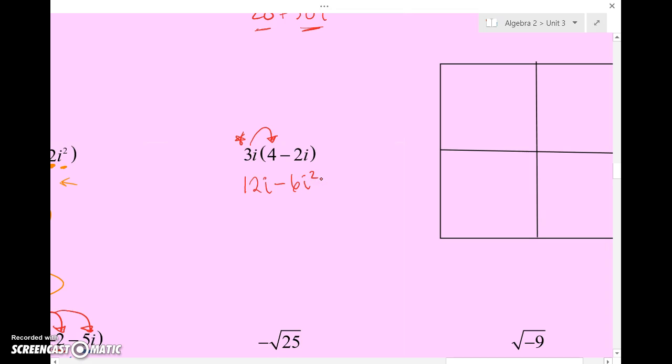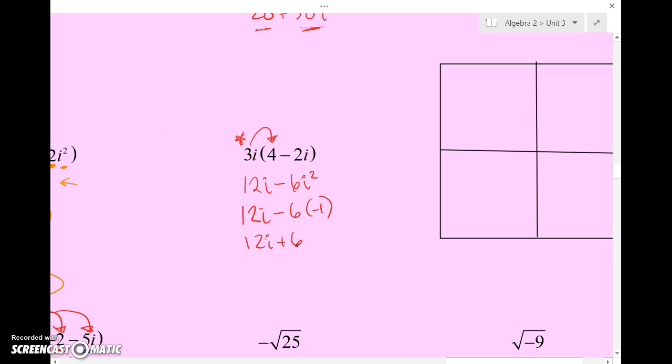Now we're not done yet. Remember, if we have an i that's to the power of 2, 3, or 4, we can simplify that. So this 12i doesn't change. But if you look back on your powers of i sheet, we can see that i squared is the same as negative 1. So now just multiply it through. Negative 6 times negative 1 makes positive 6, and that's plus 6.